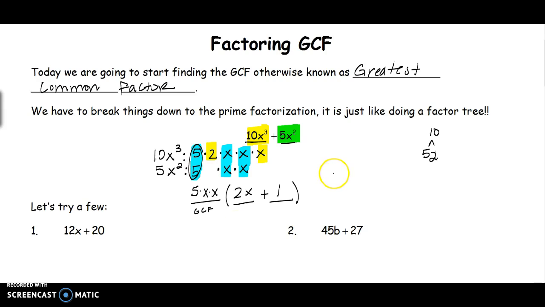So what we took out, if we simplify this, we would say 5x squared is our GCF, and then 2x plus 1 would be our answer and what is left over.